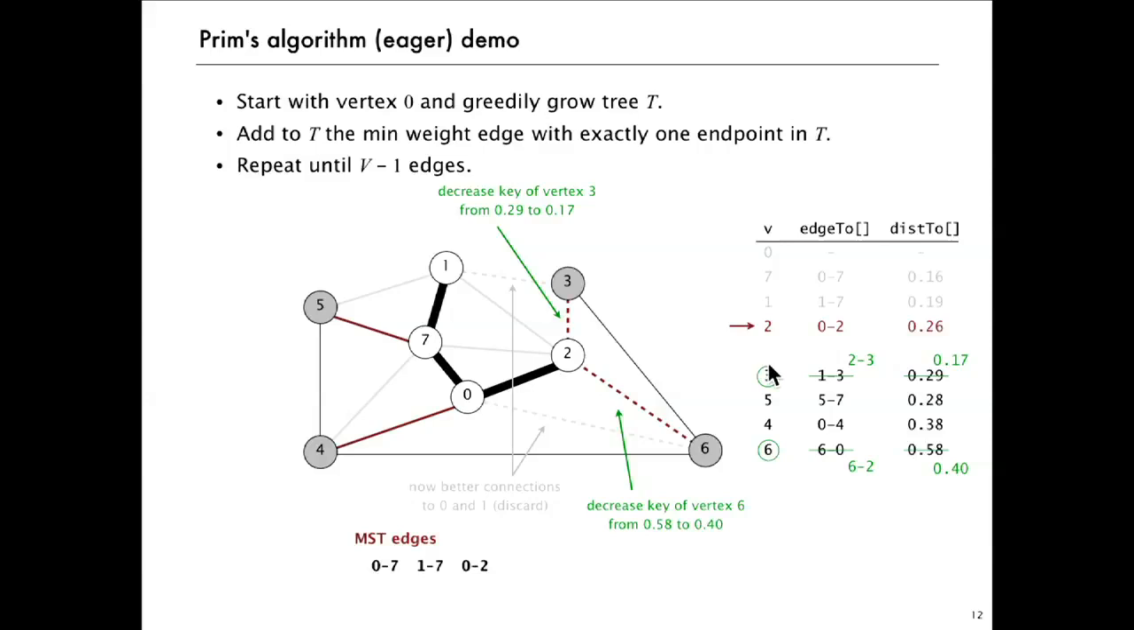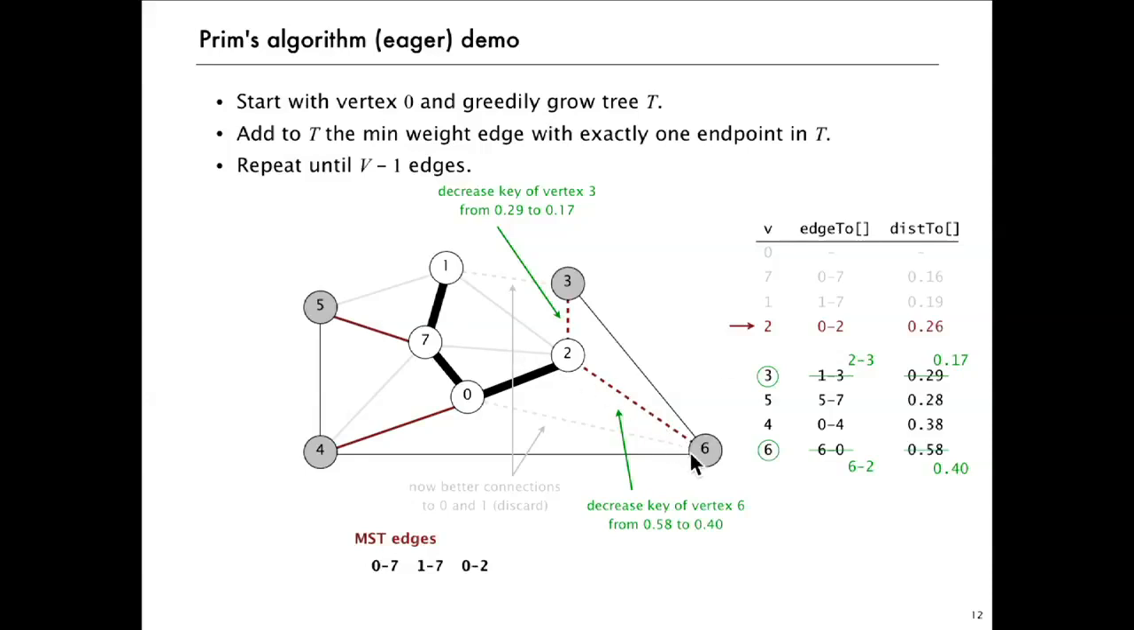So what we need to do for 3, we had thought that the best way to get to the tree from 3 was to go to 1. But adding this new edge 2 means we now know a better way to get from 3 to the tree. So we have to update the edge 2 and the priority. We have to decrease the key of the priority. So that's an operation that we're going to need from our priority queue, and it's something that has to be factored into our priority queue implementation.